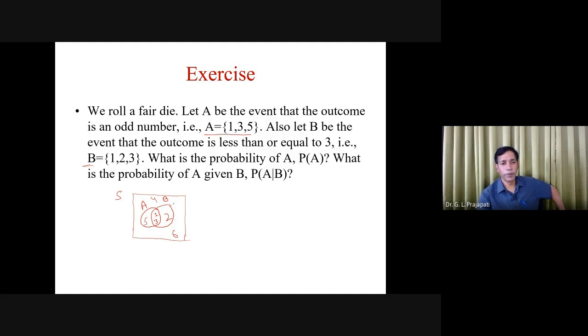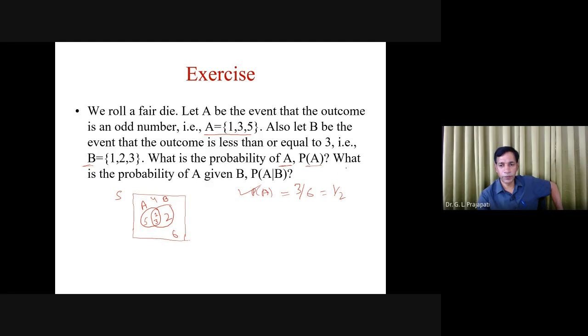Now say you are rolling a die and there are two events, one is A and one is B. What is the probability of A? How can you compute it? Probability of A is equal to the number of outcomes in A, which is 3, divided by 6, so this is 1 by 2. So this is the answer we are getting.